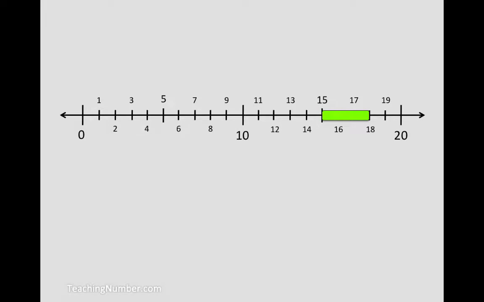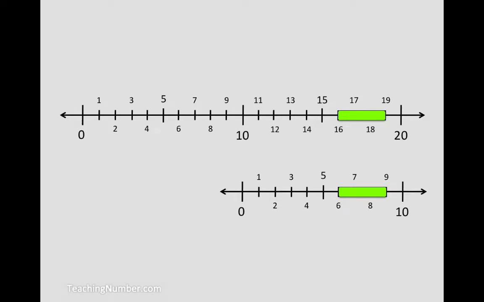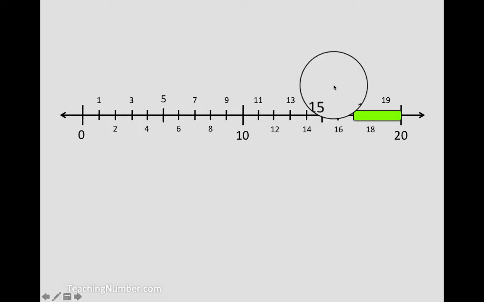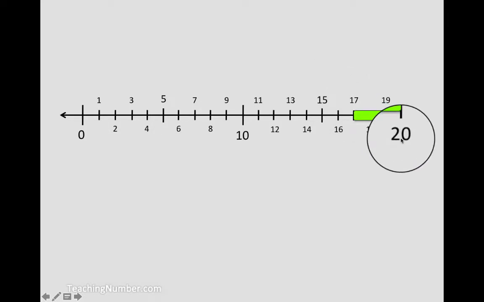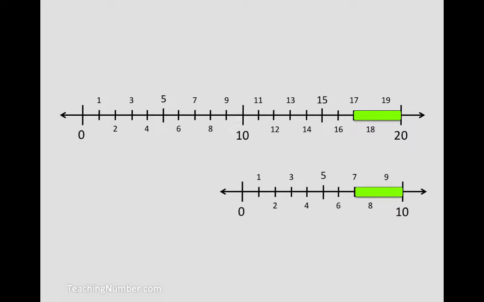18 minus 15 equals 3, which is the same as 8 minus 5. 19 minus 16 equals 3, which is the same as 9 minus 6. Now we have the distance between 17 and 20, which can be tricky, but if we think of our number line, that's the same as the distance from 7 to 10. So 20 minus 17 is the same as 10 minus 7.